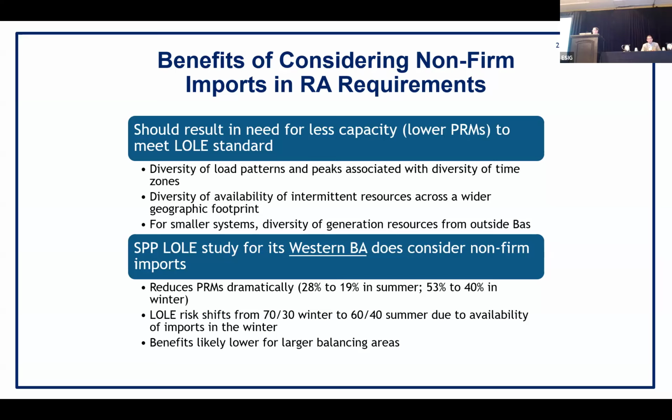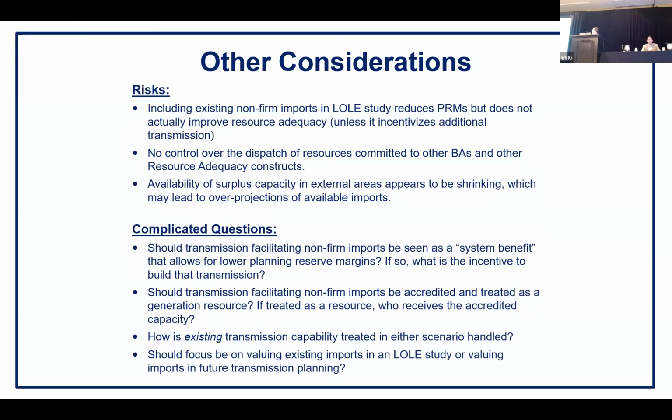But you can see here, their preliminary analysis shows that including those imports would dramatically decrease the PRMs that those entities would have to take. It takes it down from 28 to 19% in the summer and down from 53 to 40% in the winter. And importantly, it also shifts the risk hours from the winter to the summer, which is really interesting.